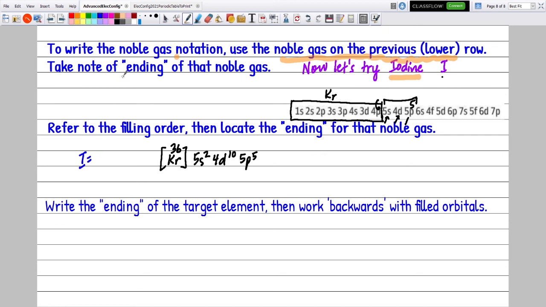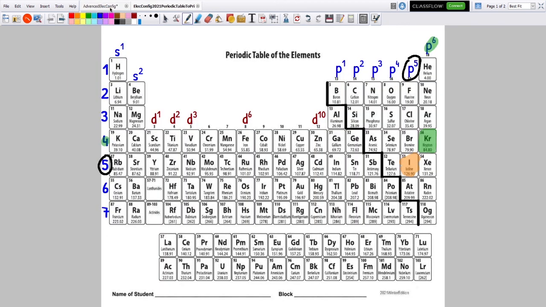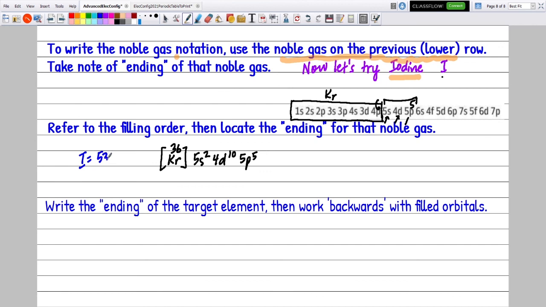Iodine should have 53 electrons. And so let's add this all up. The first 36 are in a krypton configuration, plus 2, 38, plus 10, 48, plus 5, 53. And so here is the noble gas notation of the electron configuration of iodine.